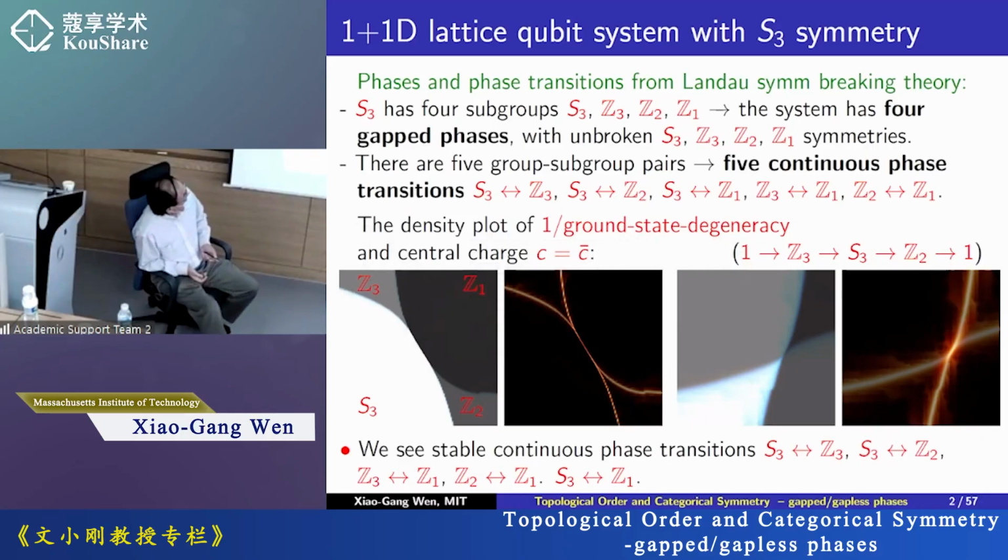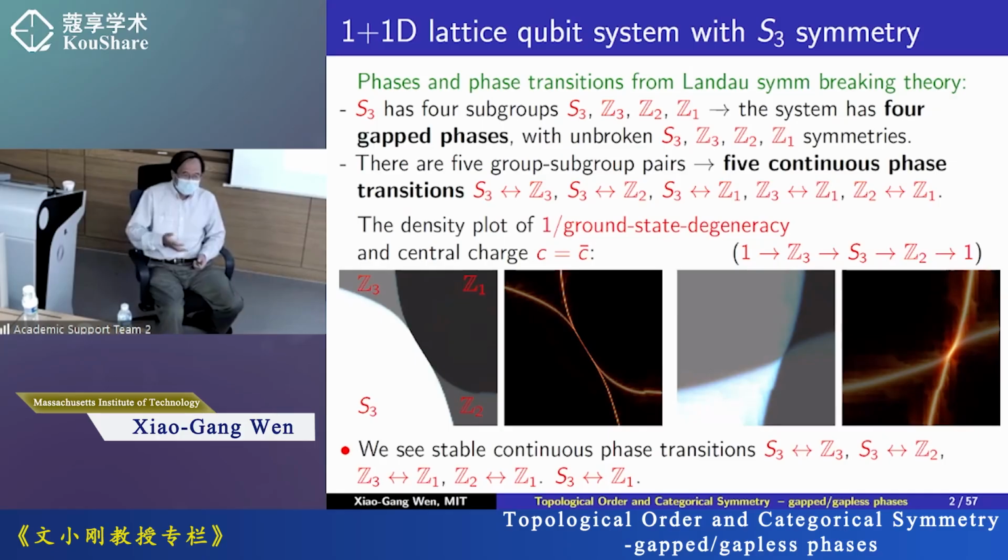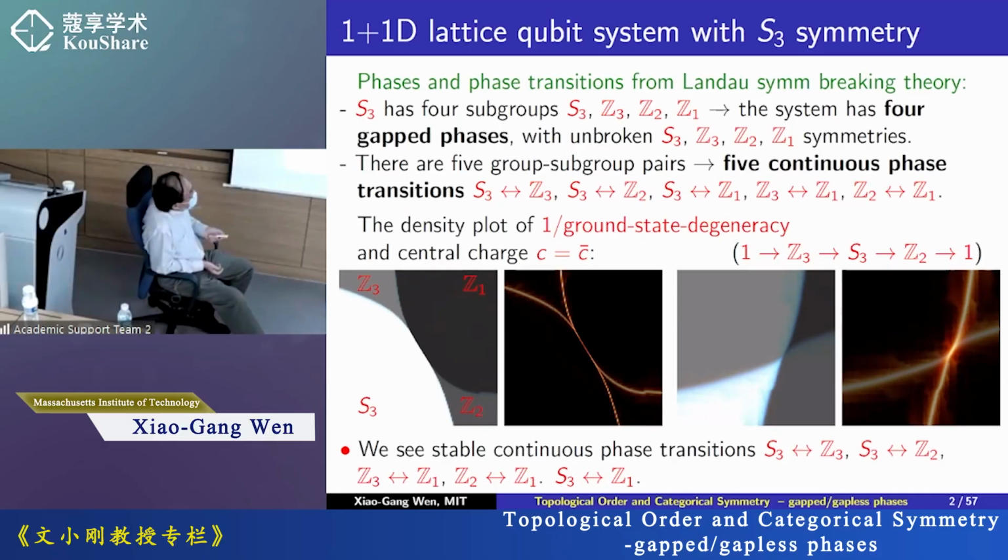But the most interesting thing is that for these 4 symmetries, there are 5 pairs of group-subgroup relations. So we can expect that for every group-subgroup relation, maybe there's a continuous phase transition. So maybe we expect to have 5 continuous phase transitions. We did some numerical calculations, and indeed we find that there are 5 transitions. Indeed, they all look continuous.